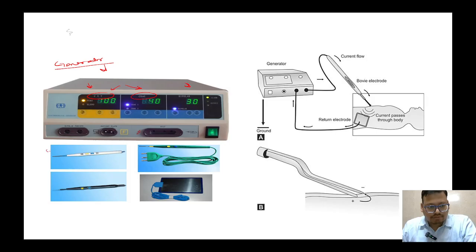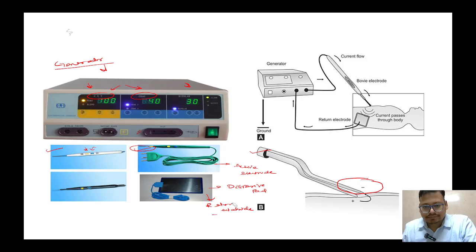So this is a monopolar probe, with yellow for cutting mode and blue for coagulation mode. There is a monopolar probe and there is another, bipolar probe. Monopolar probe is single tip, bipolar probe is double tip. So this is the dispersive pad. This is usually called the active electrode, and this is called the return electrode.